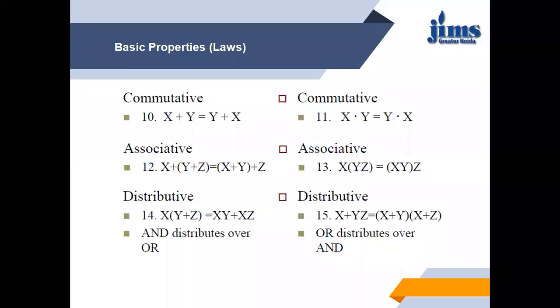The distributive property: x AND (y OR z) equals (x AND y) OR (x AND z). Similarly, x OR (y AND z) is equal to (x OR y) AND (x OR z). This is AND distribution, this is OR distribution.